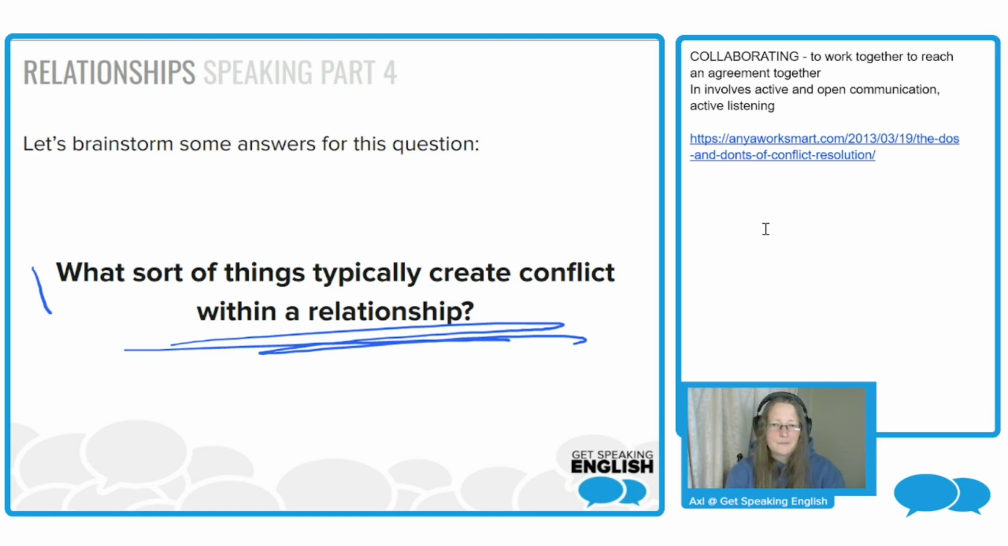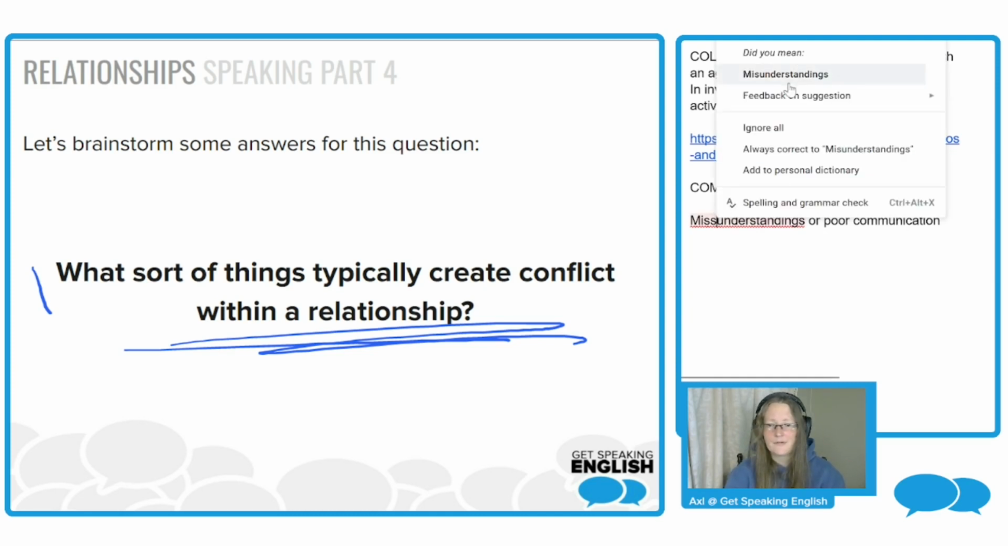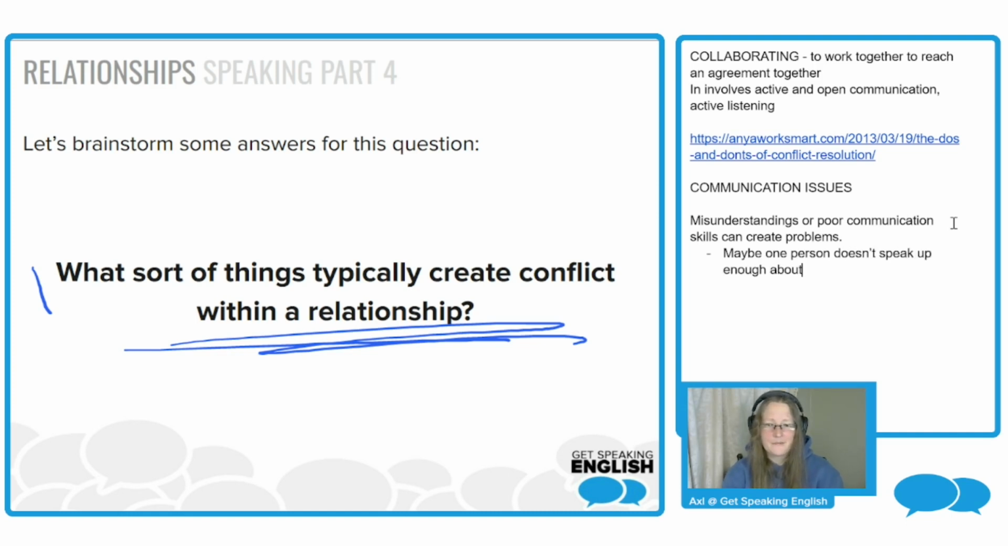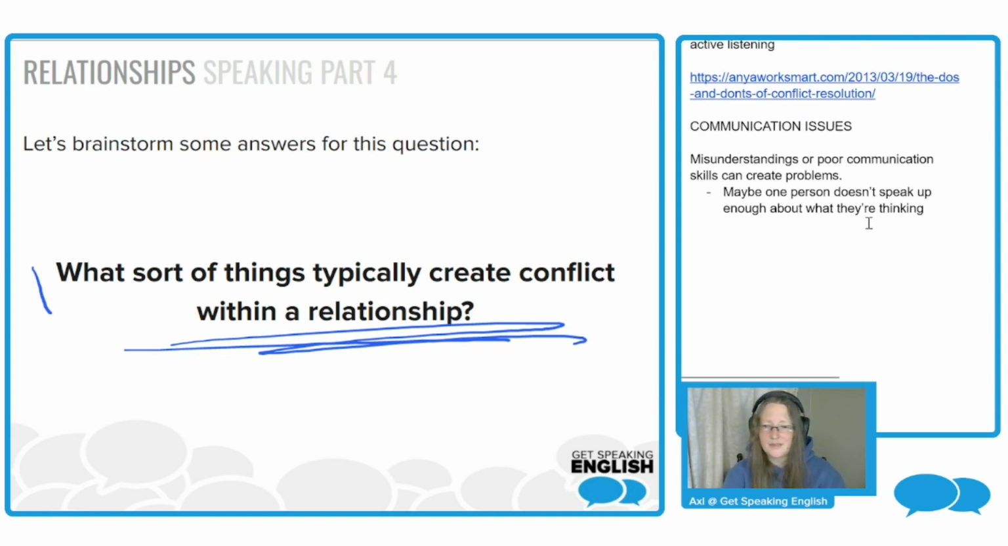And in my mind, probably the biggest thing is communication issues. I think that's a big one, right? So, misunderstandings, poor communication, or poor communication skills, maybe, can create problems, right? Maybe one person doesn't speak up enough about what they're thinking, right? So, that could potentially be something.